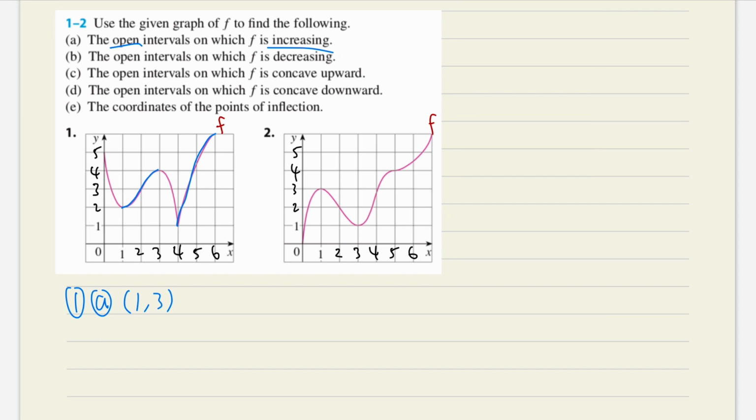The answer in the back of the book uses a comma, but if you have more than one interval, I like to use a union. It doesn't really matter. All right, the second one is from 4 to 6, just like that.